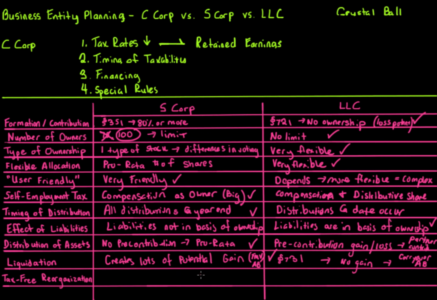So the last one is tax-free reorganization. There are certain tax-free events that can occur through mergers and acquisitions. Now, it's possible to do this with an LLC, but S corporations and C corporations have special tax-free reorganization rules. We have A-type reorgs, B-type reorgs, C-type reorgs, D-type reorgs, and a bunch of other ones, E, F, and there are others as well. We have reverse triangular mergers, forward triangular mergers. There are so many different special rules.